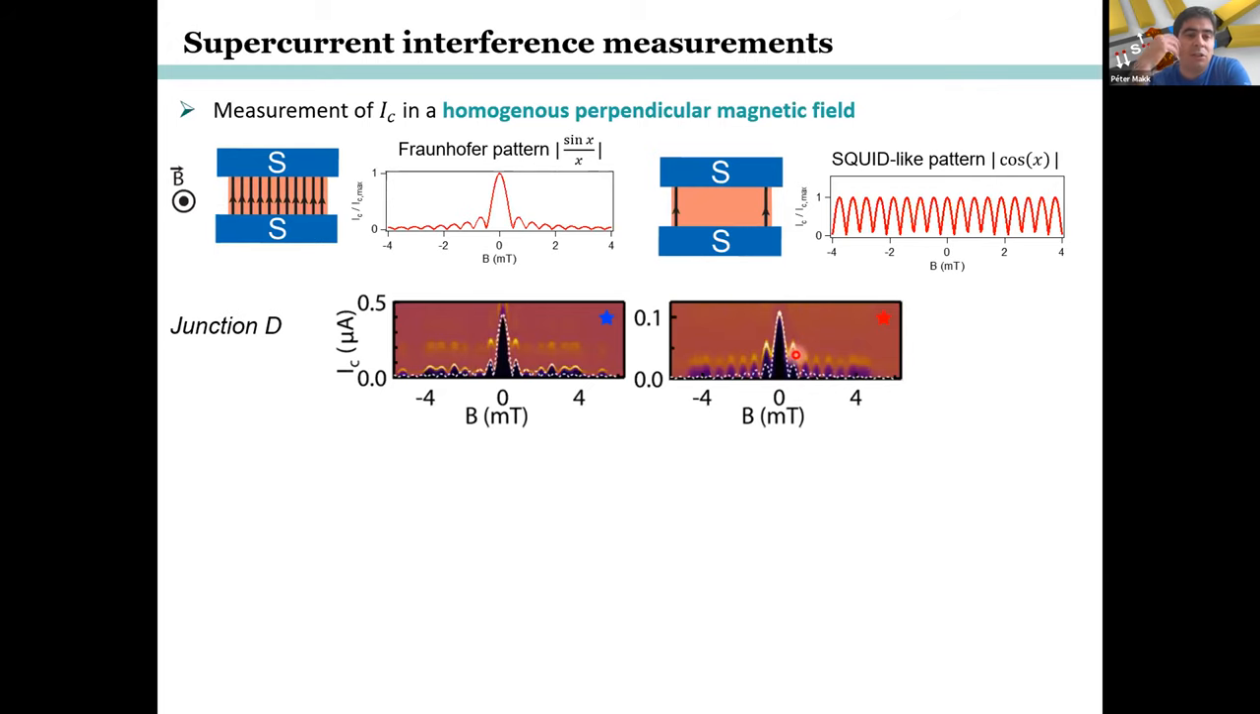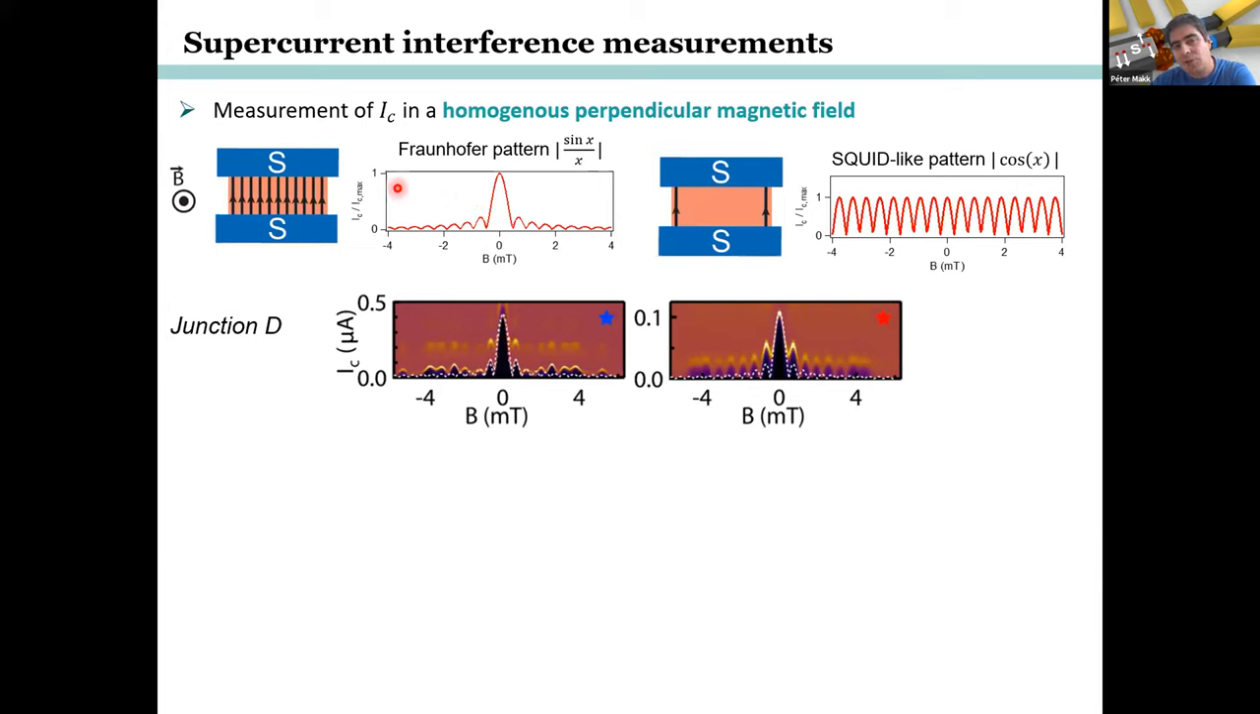And to understand this, what we have done is that we started to do magnetic field measurements. So now we apply a small perpendicular magnetic field. And again, at a fixed gate voltage, we start to record the critical current. The black curve is always when you are in the superconducting state, and you seem to have switching currents, which are modulated by the magnetic field.